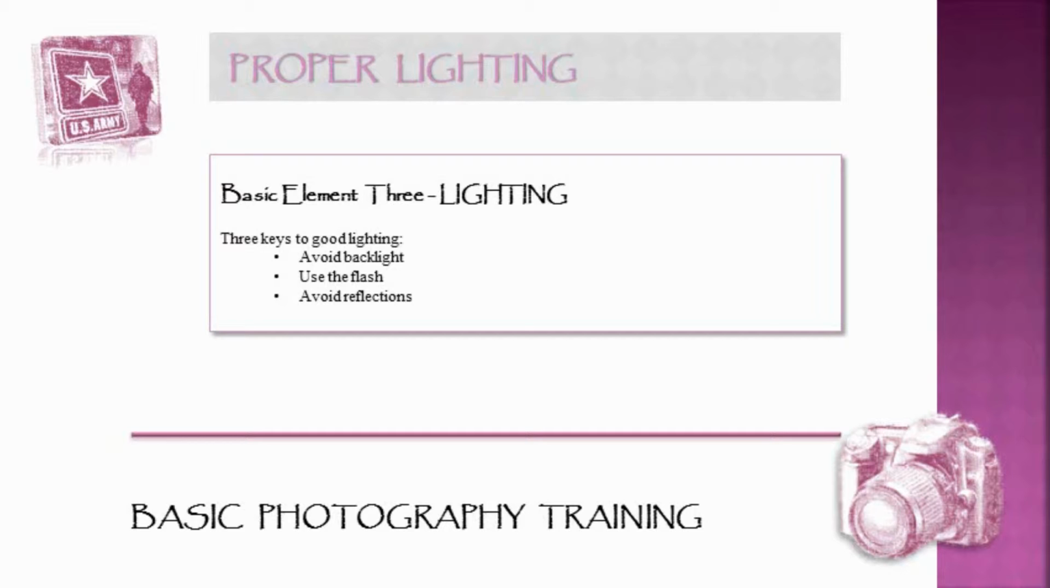The final basic element is lighting. No matter how well you focus and frame a shot, poor lighting will ruin any photo. Though you usually can't control the lighting, there are several things you can do to make it better. Here are the 3 keys to good lighting. Avoid backlight, use the flash, and avoid reflections.